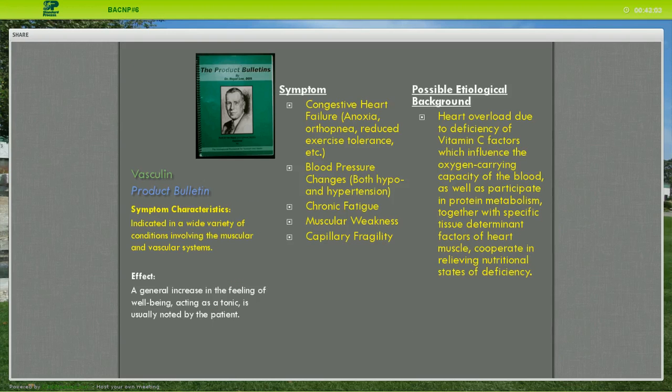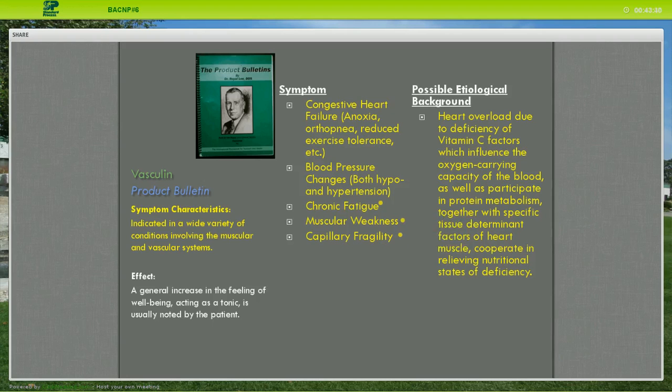Now if we look at Vascular, of course we see again that this is for the person who's needing more support, more zest, more life. They've got the beri beri sort of symptoms of "I can't." They've got congestive heart failure, shortness of breath. Their blood pressure will probably be a little bit low, but it can be both. So we think of chronic fatigue, we think of muscular weakness, and also we think of cardiac fragility.